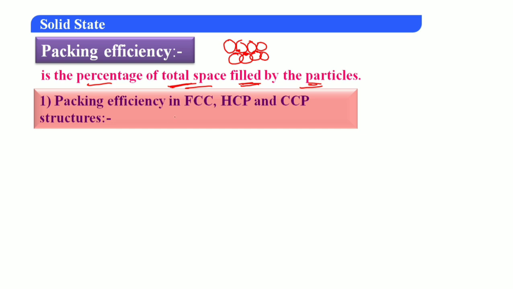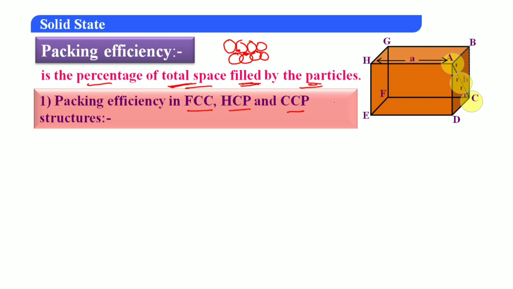First we will calculate the packing efficiency in FCC, which is nothing but HCP or CCP. Packing efficiency remains the same, only the formation is different, remember. Now we will consider one FCC structure. How to draw this FCC structure?